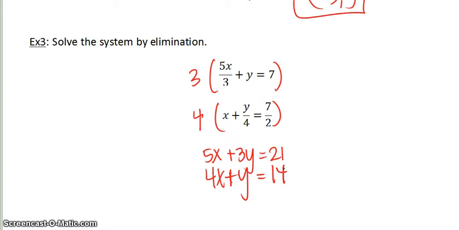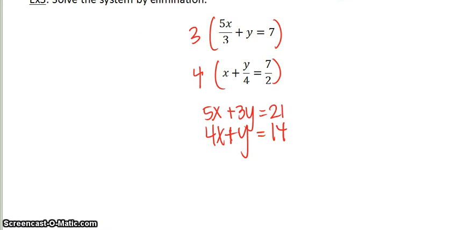Okay, now I'm not quite there yet. I still don't have anything I can cancel out. It looks like the y's, I could multiply this bottom one by a negative 3, and that will give me a positive 3y at the top, a negative 3y at the bottom one, and they'll cancel out. So that'll be really nice.